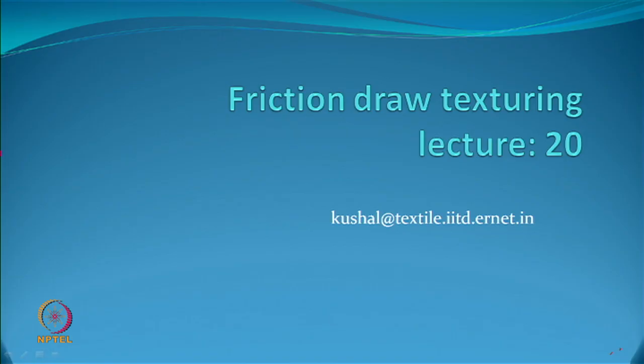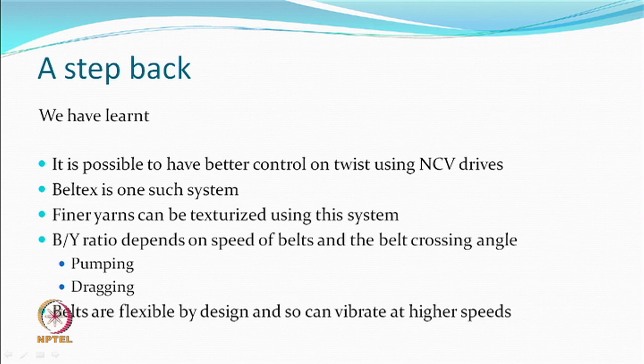So, in this lecture we will just cover one of the other ways in which the twisting can be done for the false twist draw texturing systems. Till now we have understood that it is possible to have a better control on twist using NIP controlled vector drives. Beltex is one such system which was almost similar to hand spinning, and because of this better control on twist, finer yarns can be texturized using this system.